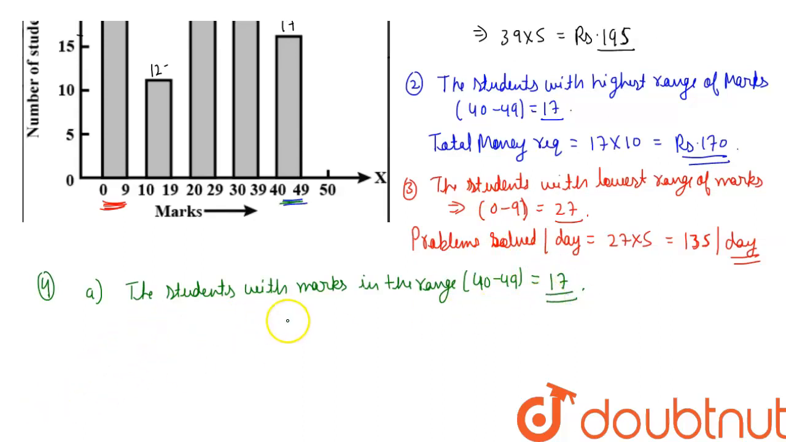Now they are talking about the percentage of such students. So the percentage of the students with marks in the range of 40 to 49. That percentage would be the total number of students who have got the marks in this range, that is 17, divided by the total number of students present in the class.